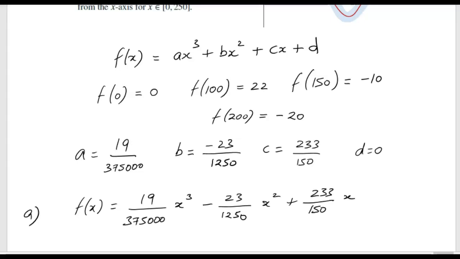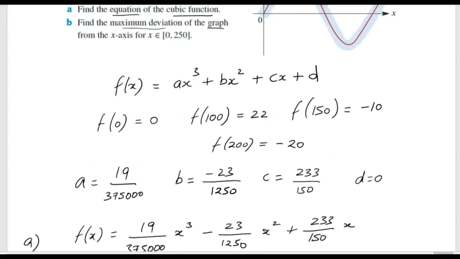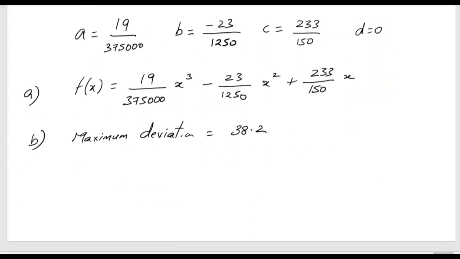That completes part A, and we've just figured out the maximum deviation is equal to 38.2. Right, I'm just going to go back and check if there's any units mentioned. There is no units mentioned, so I'm just going to happily leave it as 38.2.